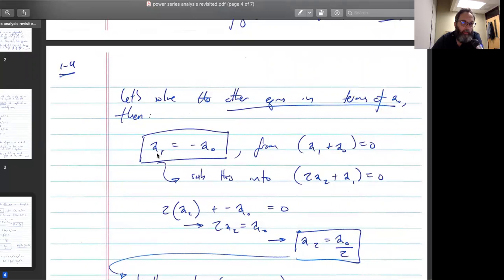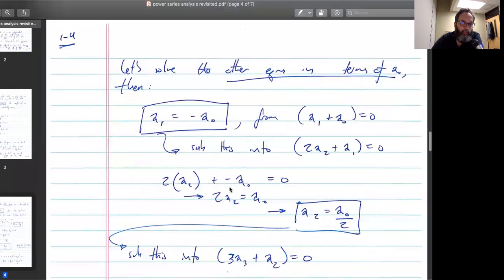We're going to take a1 and plug it into the next coefficient. So we've got 2a2 plus a1 is equal to 0. Well, I can solve that, and I get a2 is equal to a naught over 2.